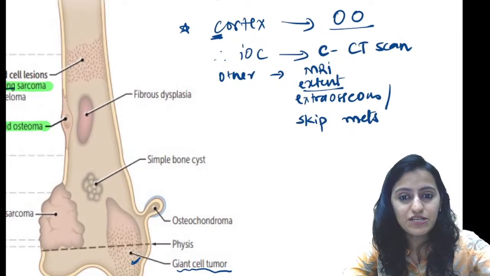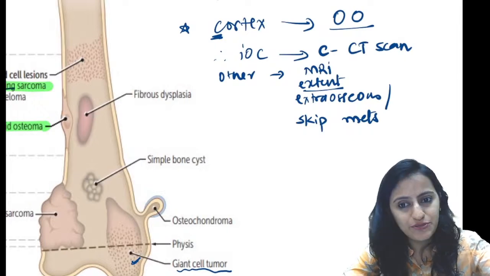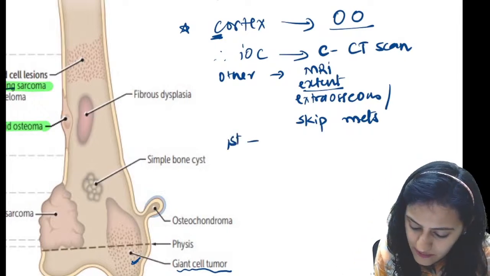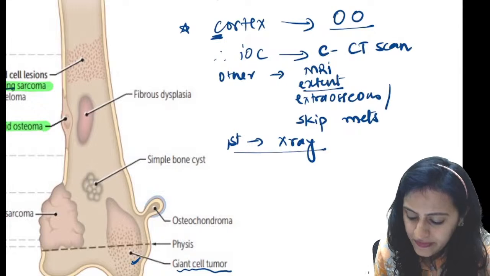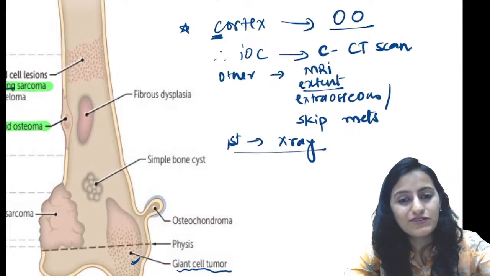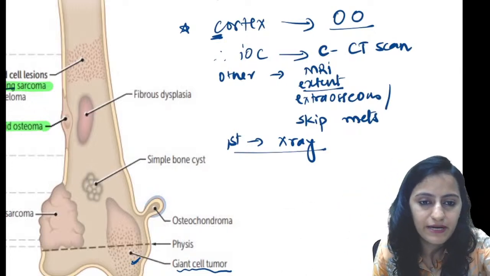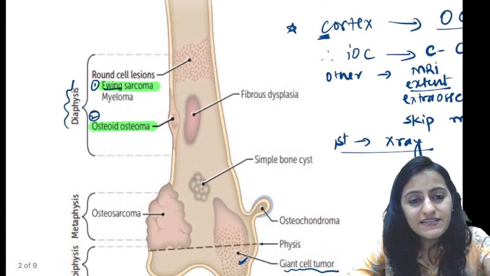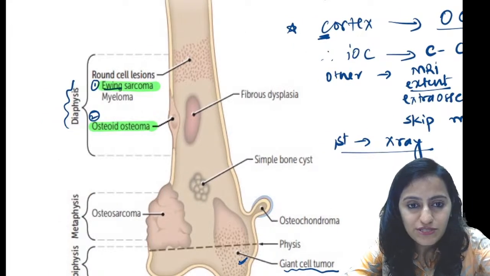The first investigation for bone tumors is X-ray. The first investigation for any bone tumor is X-ray, right? If it is osteoid osteoma, then we go for CT. If not, then we go for MRI. Okay. So, Ewing's sarcoma and osteoid osteoma basically are in the diaphysis.